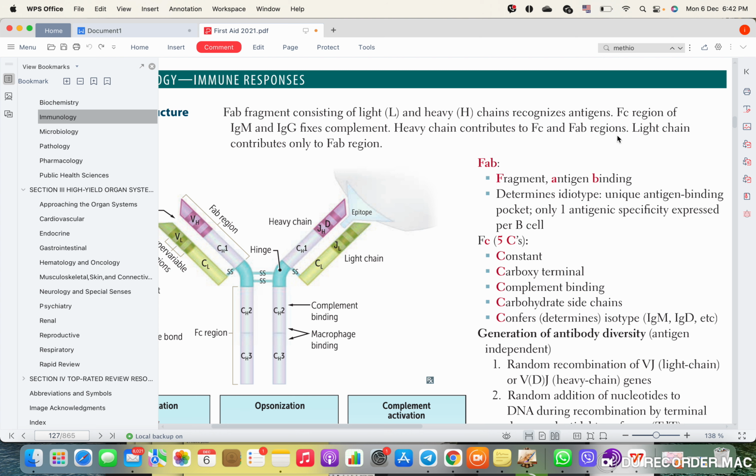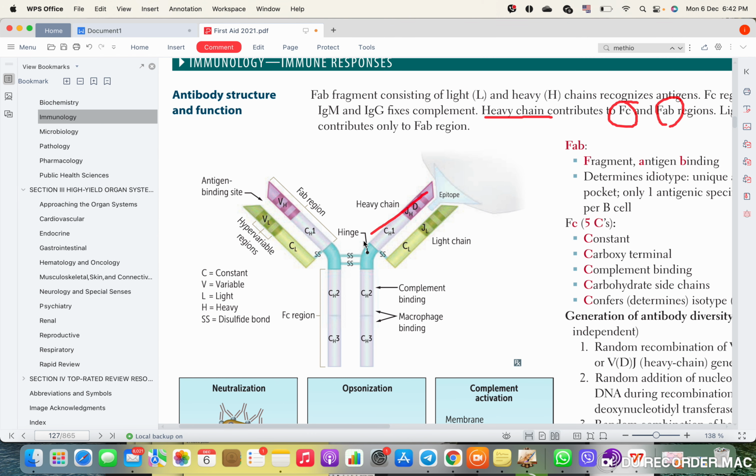so yeah, light chain contributes. So what did they write here? Heavy chain contributes to the FC and the Fab region. Let's take a look. This is the heavy chain, yeah? So, and this was, what? What was this region? What do we call this region, guys? The whole thing, from here to here. What do we call that?